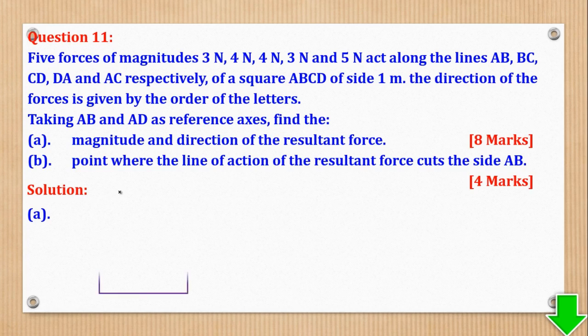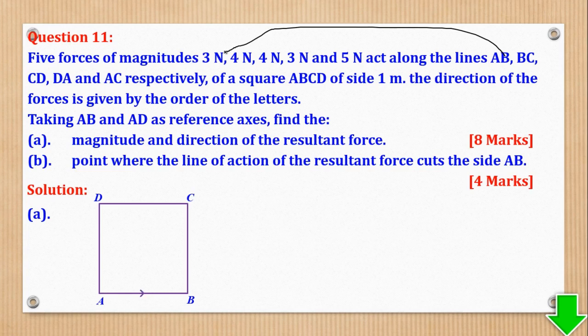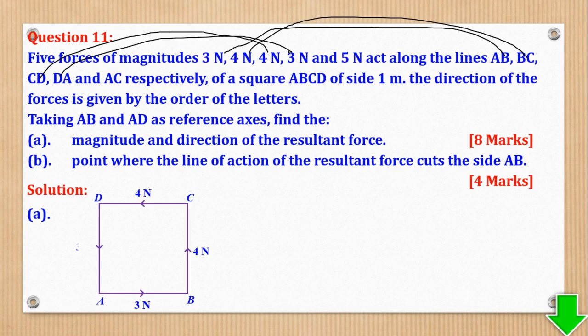So the first thing to do is to make a sketch. We shall draw a square, then put the forces. AB corresponds to 3, so put it there. BC corresponds to 4. Then CD corresponds to 4. DA corresponds to 3. And AC corresponds to 5. Because it's a square, this angle will always be 45 degrees.